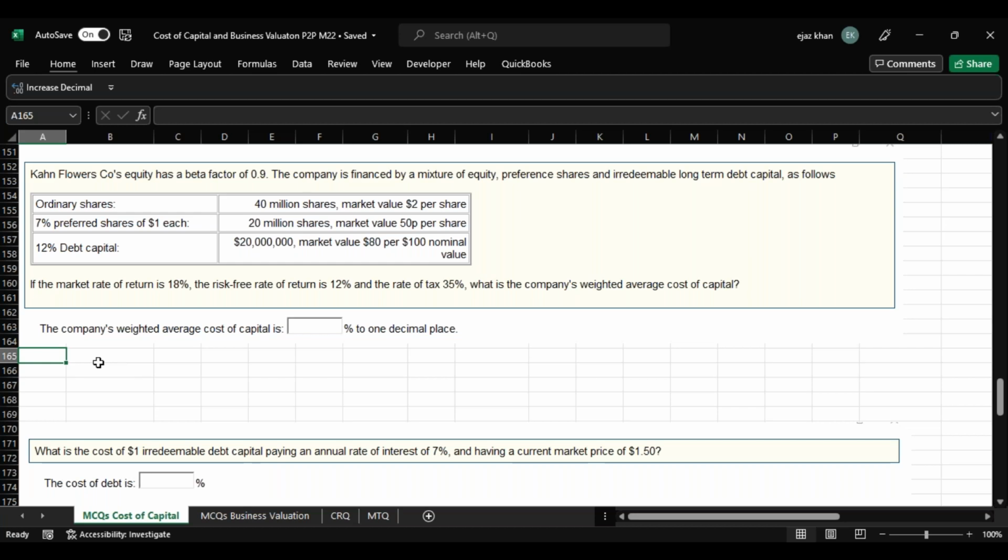For the cost of equity, which formula should we be using in this question? May I know, what do you think? Which formula should be used? It's CAPM, right? Very good. It's the CAPM formula in this question.